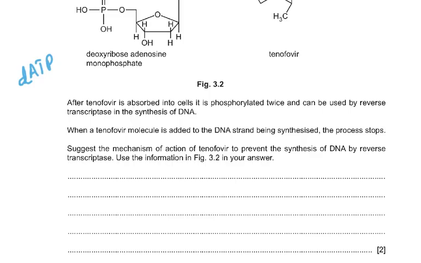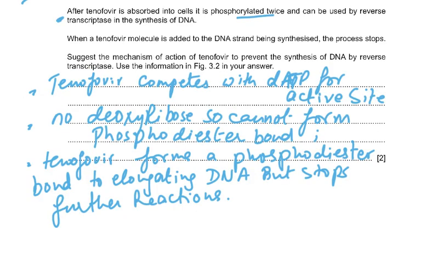See here it says after tenofovir is absorbed, it is phosphorylated twice, so it can be used by reverse transcriptase. So that is why deoxy monophosphate becomes deoxyribose adenosine triphosphate. It's telling you in the question it is phosphorylated twice. So from monophosphate it becomes triphosphate. So just read through this and see that you've understood it and you know how to word it.